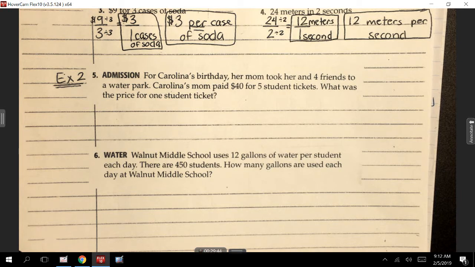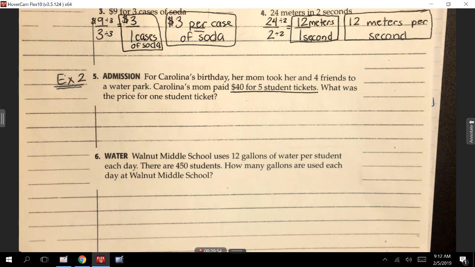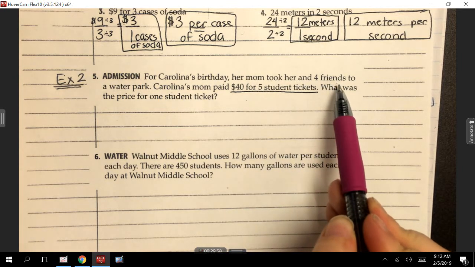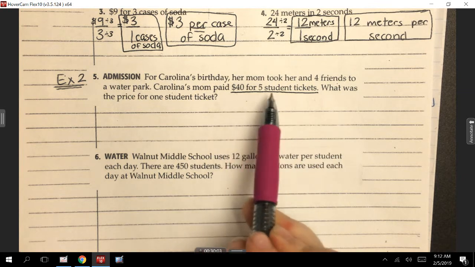For Carolina's birthday, her mom took her and a friend to a water park. Caroline's mom paid $40 for 5 student tickets. Why did she buy 5 student tickets? Because it's her and 4 friends, right? So that's already factored in here. Do y'all agree with that? Okay. So we have $40 for 5 student tickets.